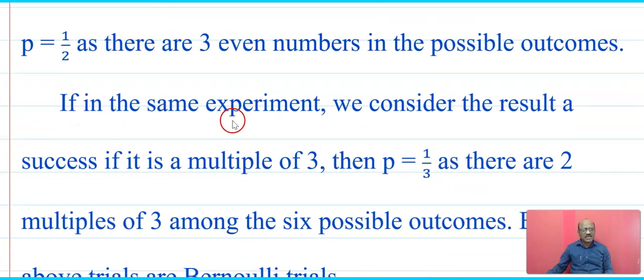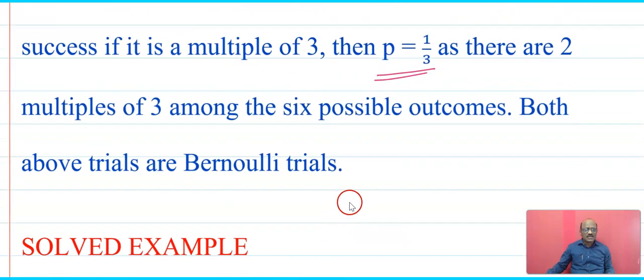If in the same experiment we consider the result a success if it is a multiple of 3, then P is equal to 1 upon 3 as there are 2 multiples of 3 among the 6 numbers. Multiples of 3 are 3 and 6. Okay, therefore there are 2 numbers. That is 2 upon 6, which means you will get the probability 1 upon 3. Both above trials are Bernoulli trials.